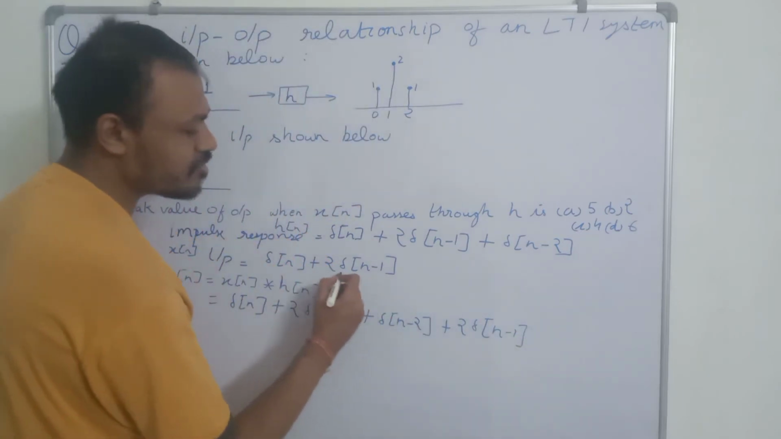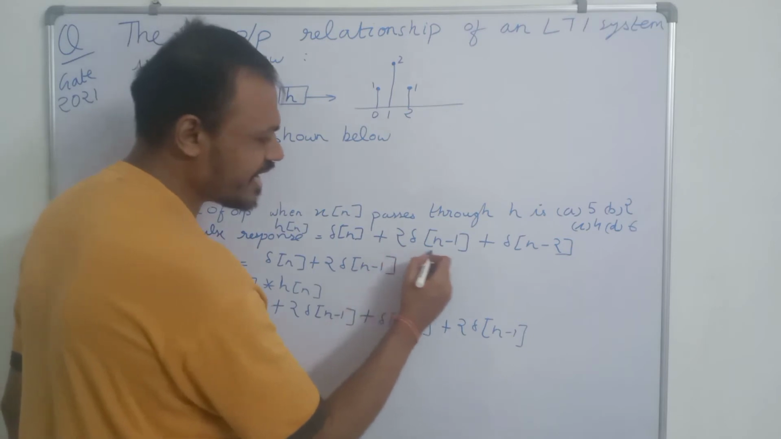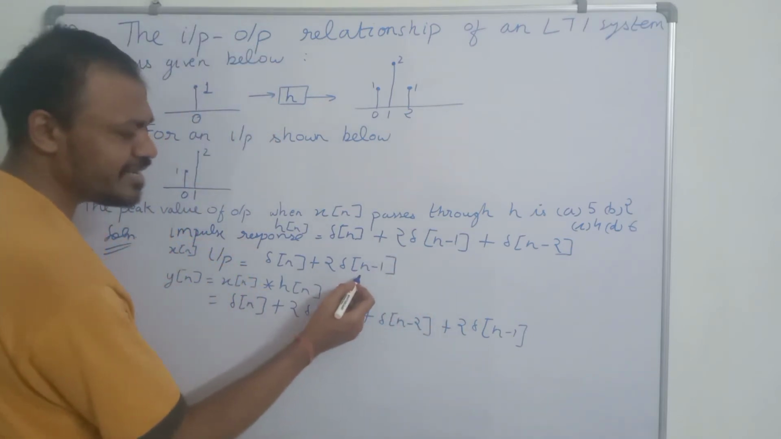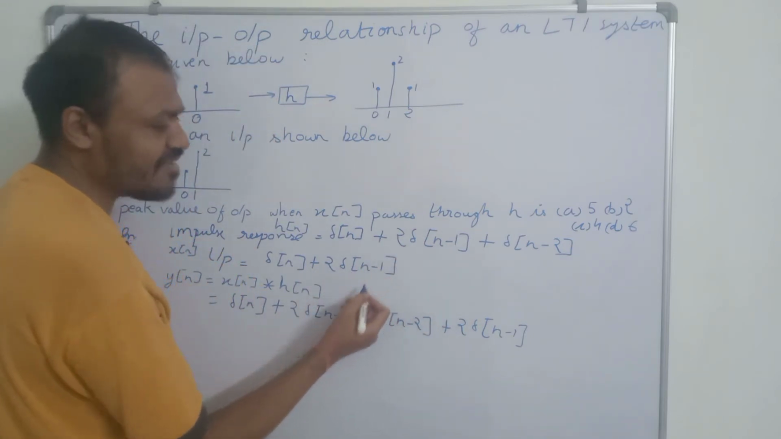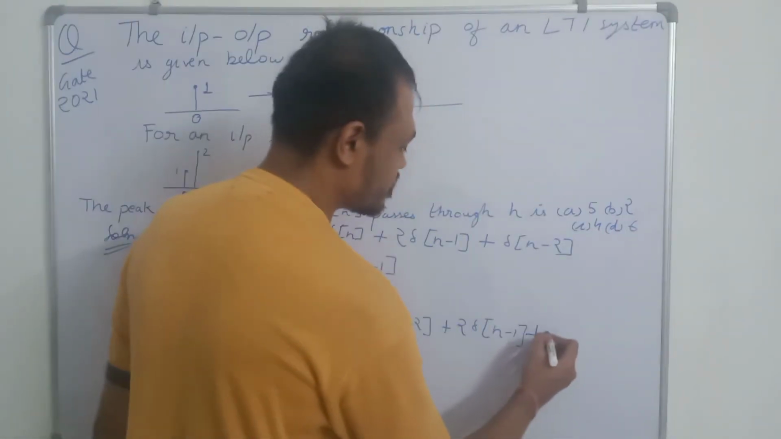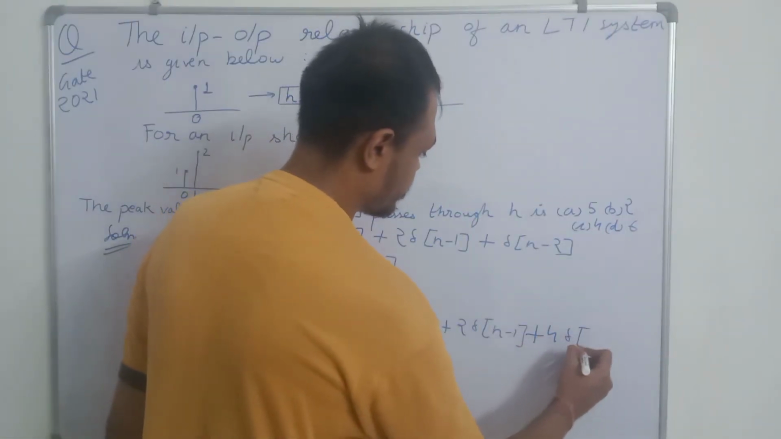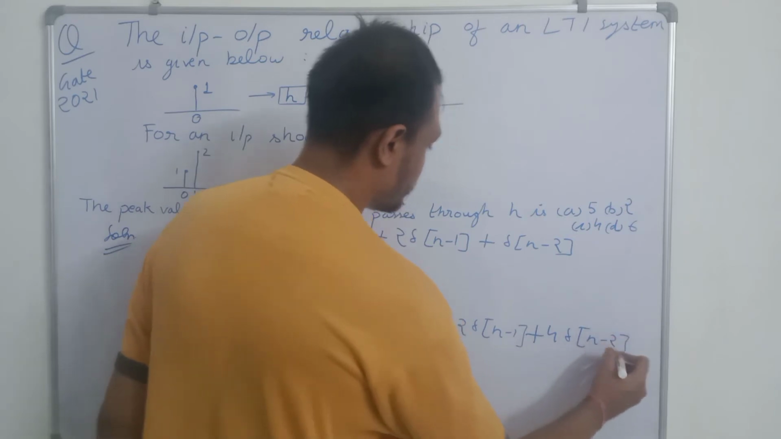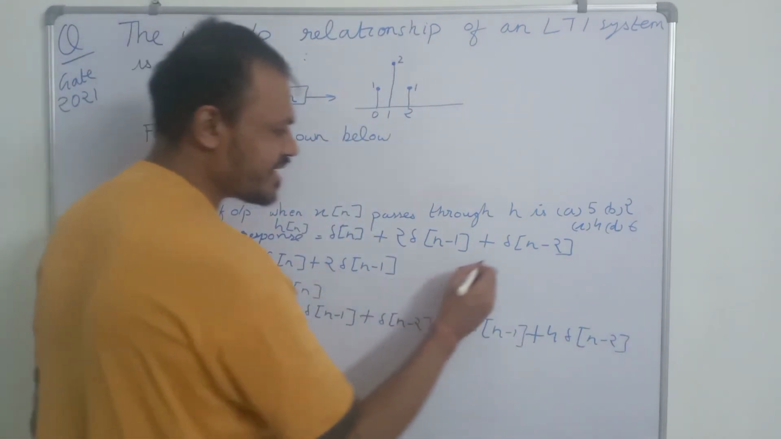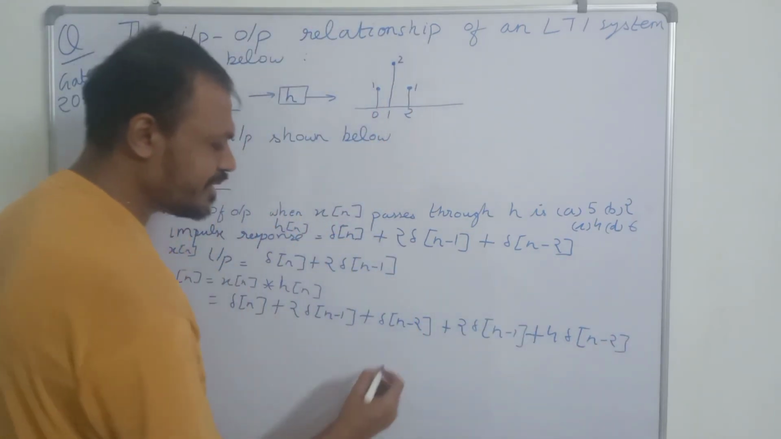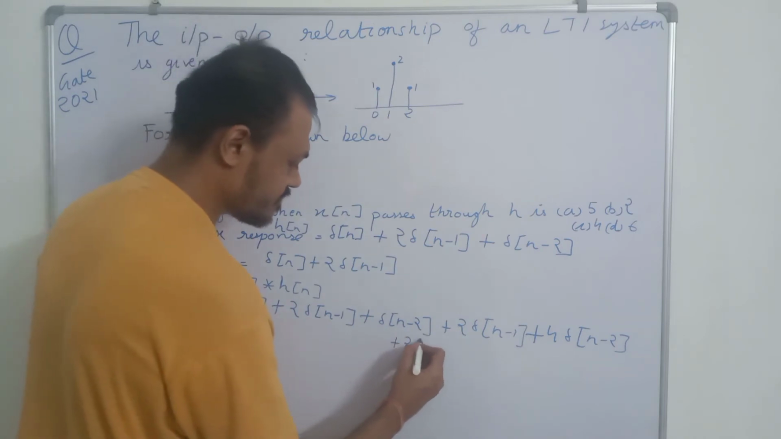Then convolution of 2 delta n minus 1 with 2 delta n minus 1. So the magnitudes will multiply and the times will add. So 4 delta n minus 2. Then convolution of 2 delta n minus 1 with delta n minus 2 will be 2 delta n minus 3.